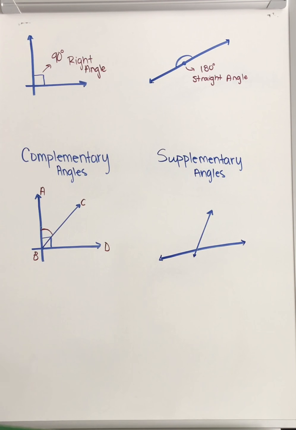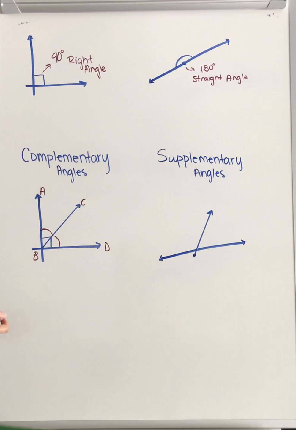Okay? And then angle ABD is the 90-degree angle where the box is. And then angle CBD would be this angle right here. So it's these two angles that add up to 90 degrees.